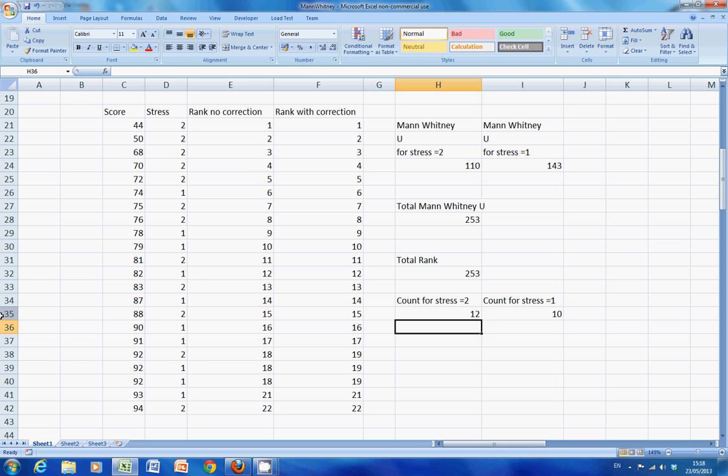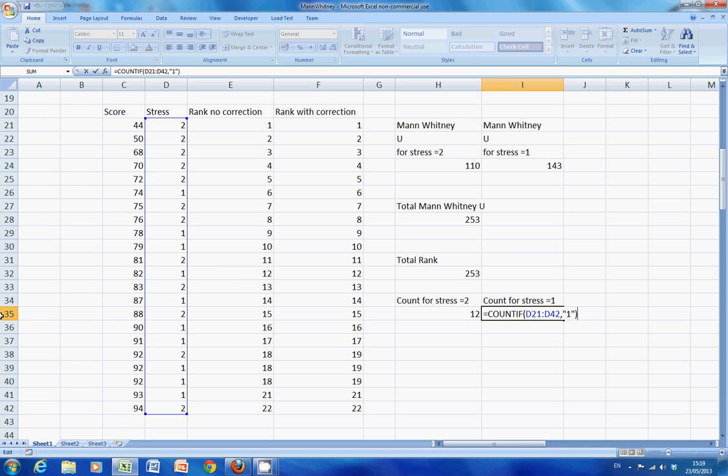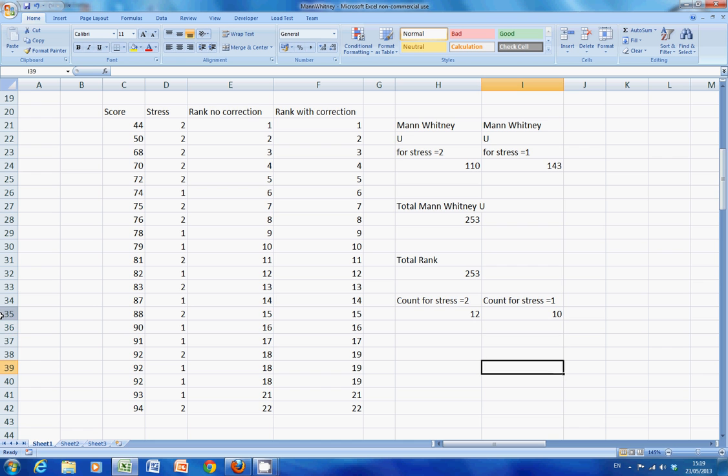So we have found that there are 12 candidates that had stress equal to 2. And same again, D21 to D42, we did 1, and we found that there were 10 people. So stress equal to 2, 12 people, stress equal to 1, 10 people. The rank sums are 110 and 143.